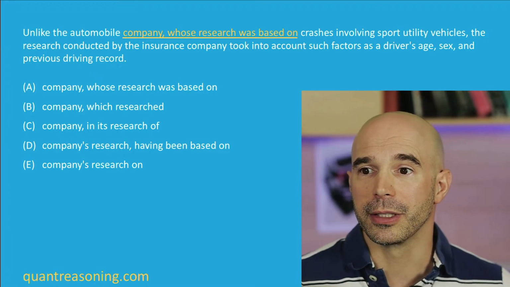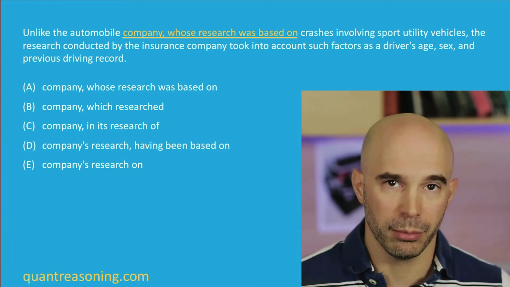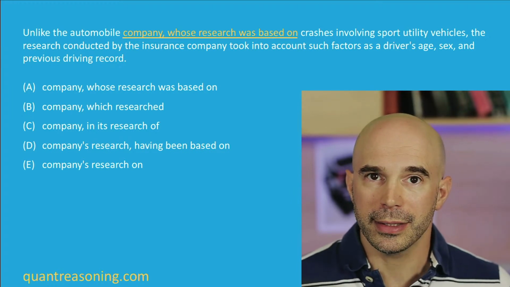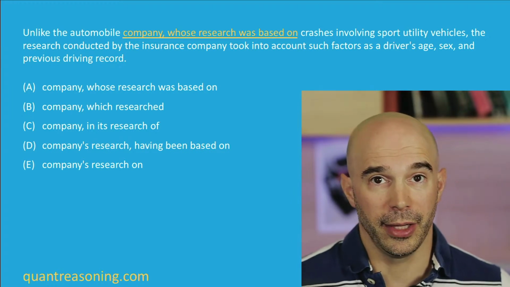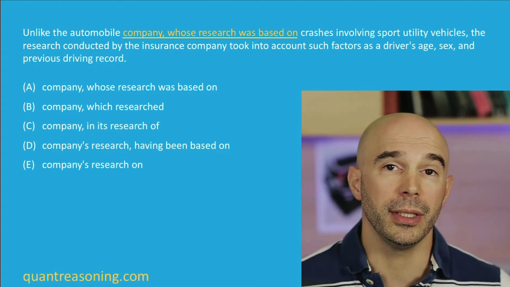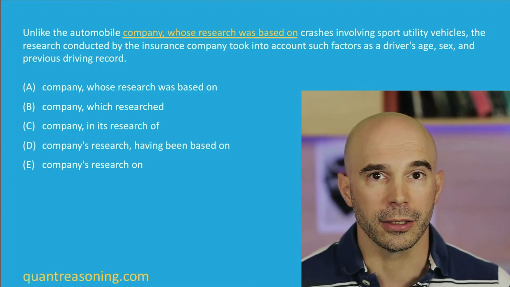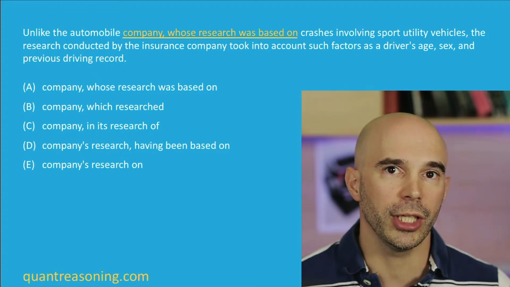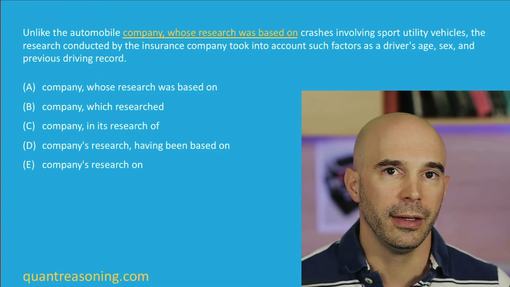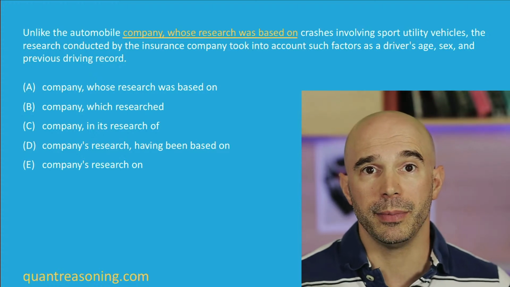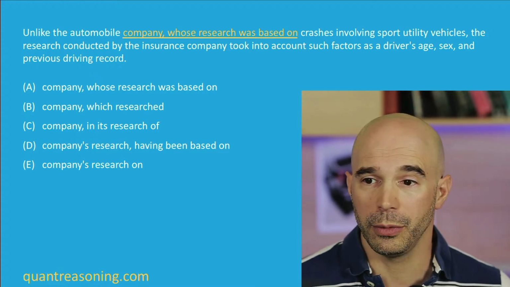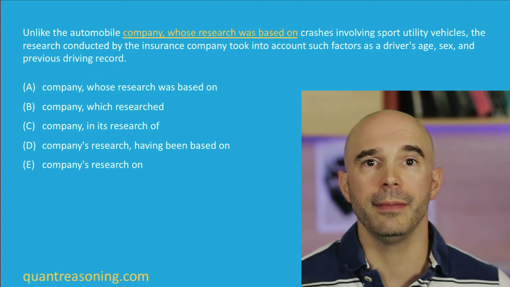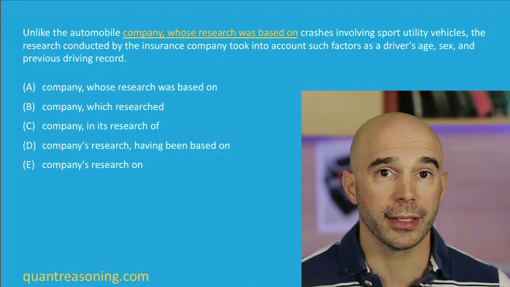It says the research conducted by blah, blah, blah. So we're talking about research. And so for a comparison, the first item, the X, must also be some kind of research. Which answer choices can we eliminate just thanks to the fact that we recognize that the first thing must be some kind of research? What can we eliminate?